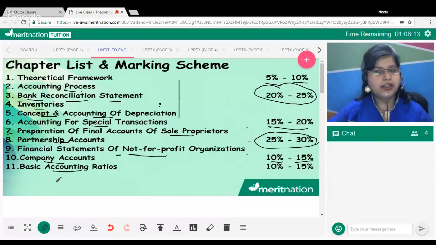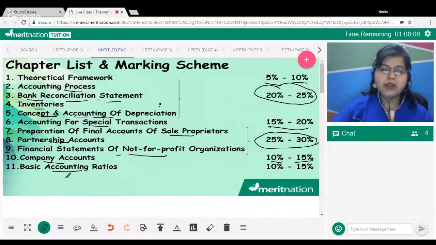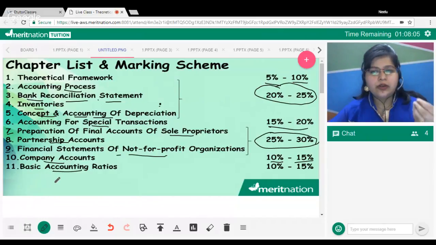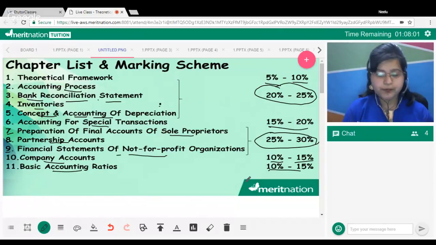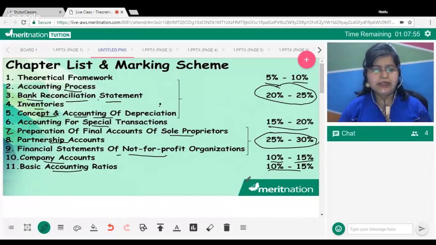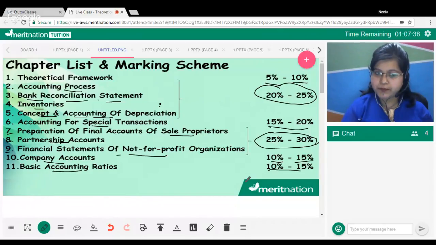Again, the ratios are almost the same that we have studied in class 12th, but we may have one or two extra ratios. Then this goes to again 10 to 15%. Now, some of you may be thinking, why can't they give a direct percentage? The point is that in accounting, each and every question is worth some different level of marks.